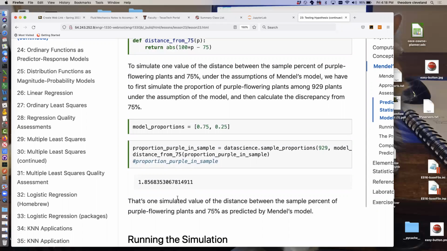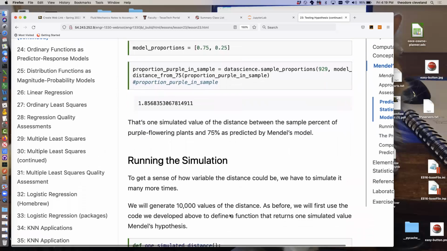So we've done this proportion of purple, and now we feed that to our distance from 75 function. In this particular example, whenever I ran it, it came back as 1.85. So it said, we think it's 75%. We got a value that was 1.85 away from 75. So 76.85 or 73.15, something in that range. That's still pretty close to 75 in the whole scheme of things. We'd probably keep it, but we'll just pretend that we're too stupid to make that decision.